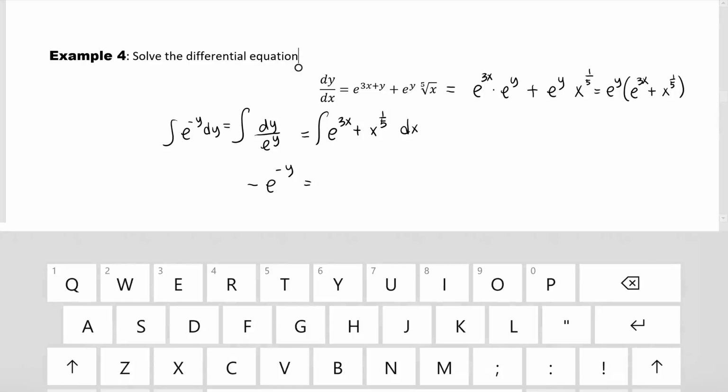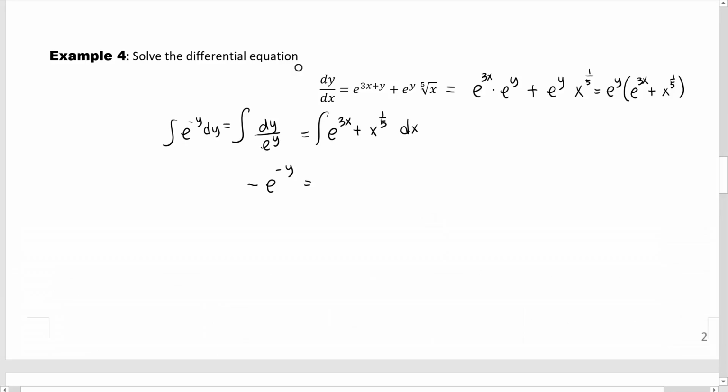And the integral of e to the 3x is e to the 3x divided by 3. What's the integral of x to the 1/5? We add 1 to the exponent, it becomes 6/5. And then we divide it by 6 over 5, and plus c.